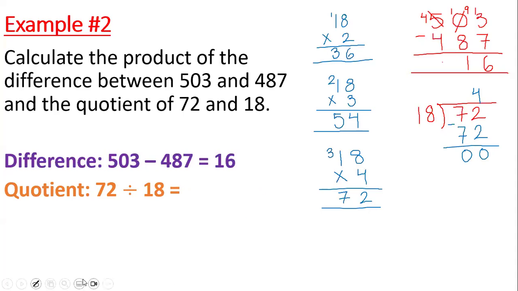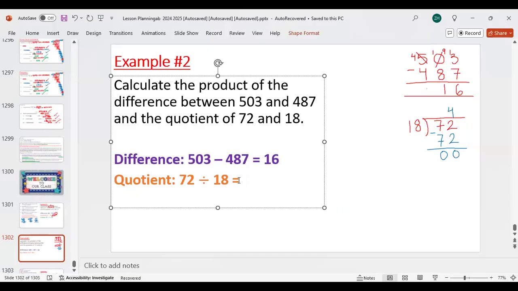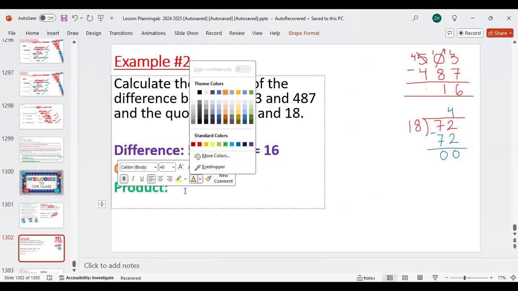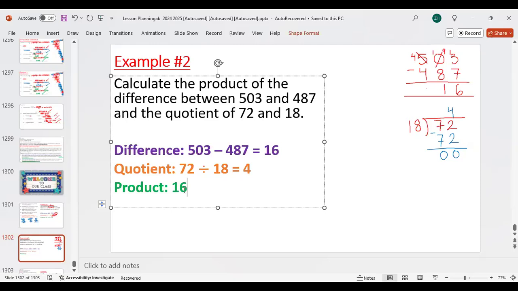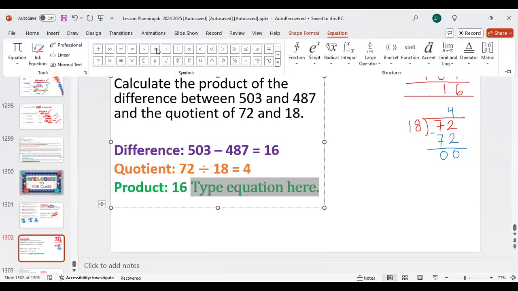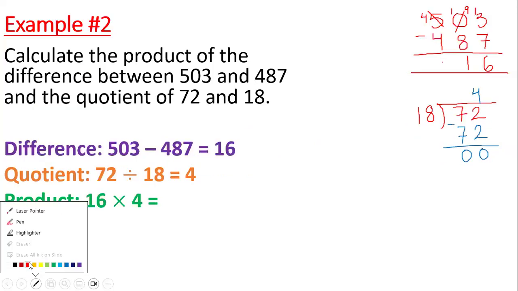Okay. So let me move all this stuff. So now that we have 18 times 4, it's going to be 4. What are we going to do now? We're going to do the product. The product means to do what? To multiply. 16 times 4. So we're going to multiply 16 by what? 4. What did y'all get when y'all multiplied it? 64. Anyone else get 64? I did.